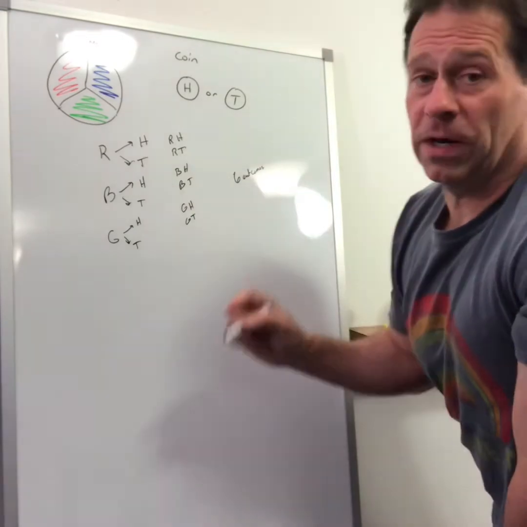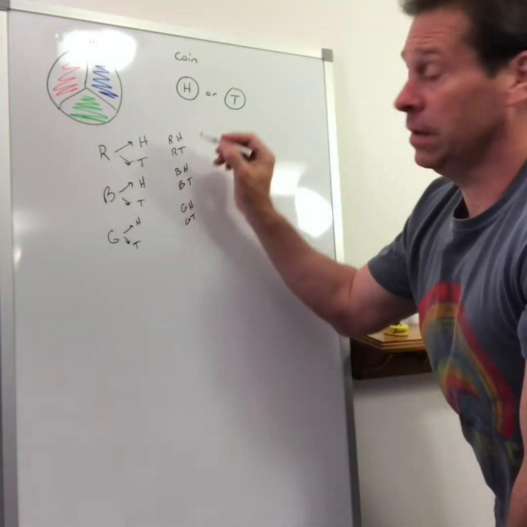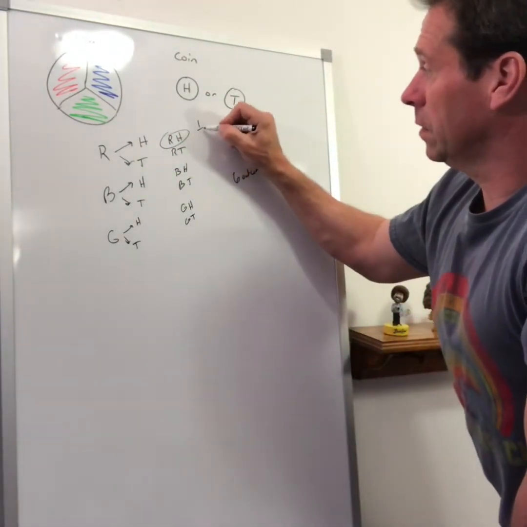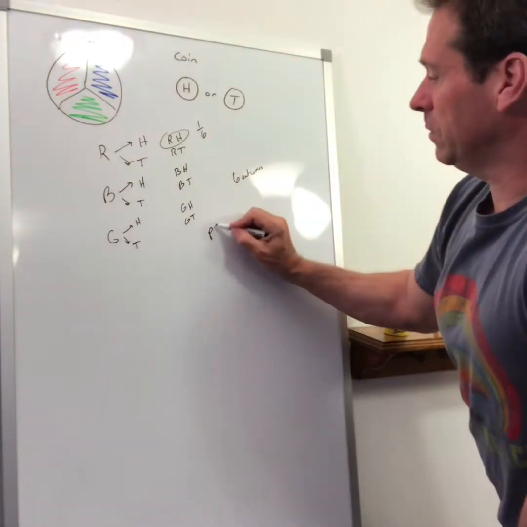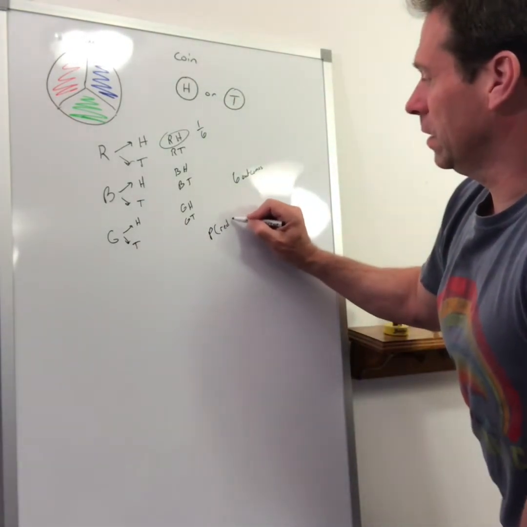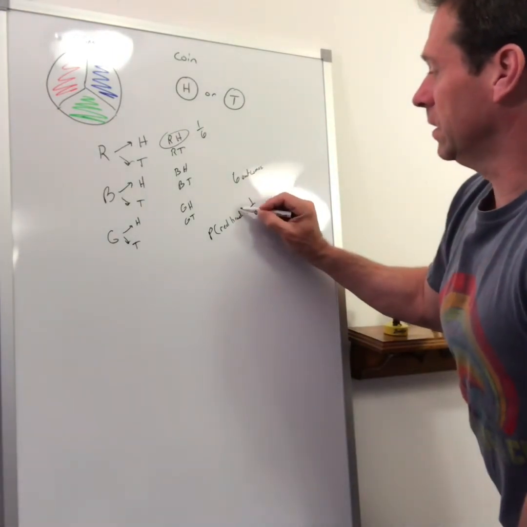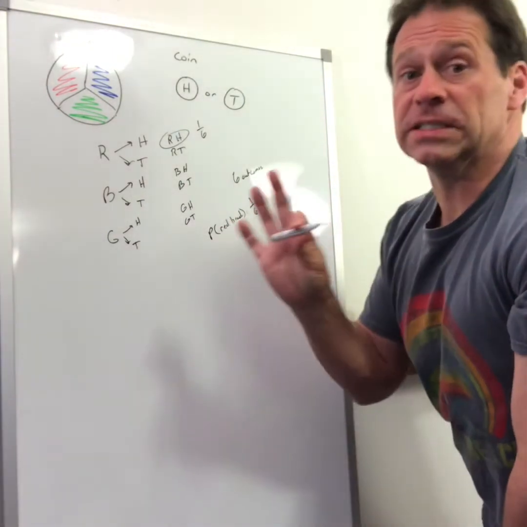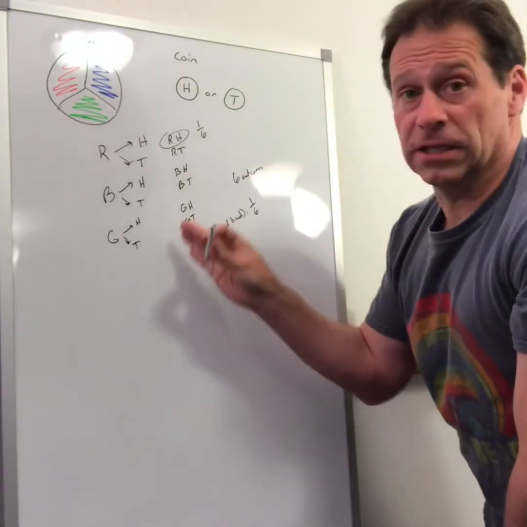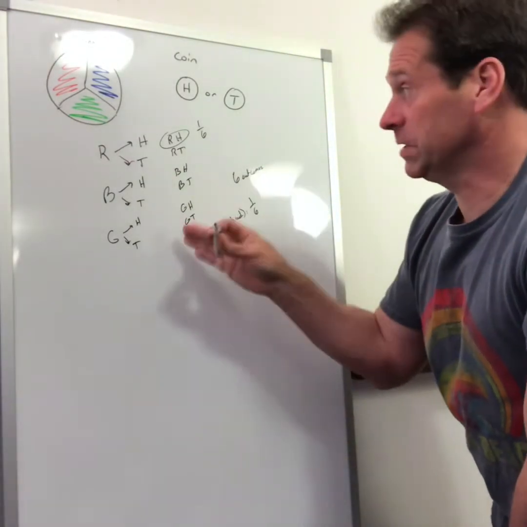Now what's my probability of getting a red head? 1 out of 6. So the probability of a red and a head is 1 out of 6, because there's 6 chances. That is the theoretical probability again. That's what's supposed to happen.